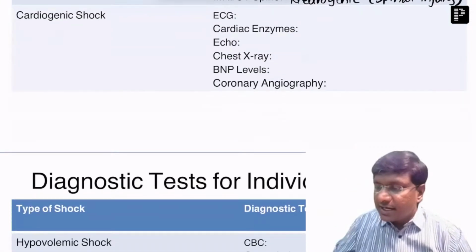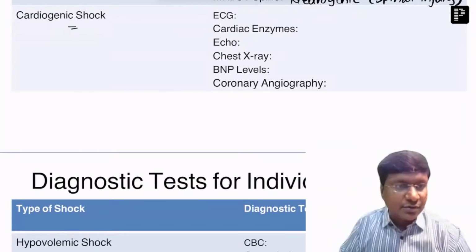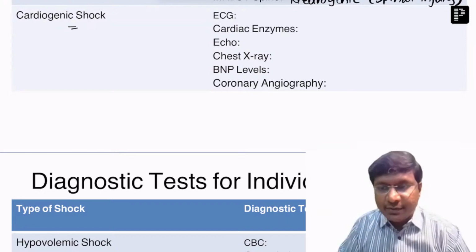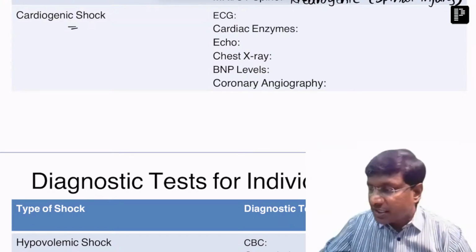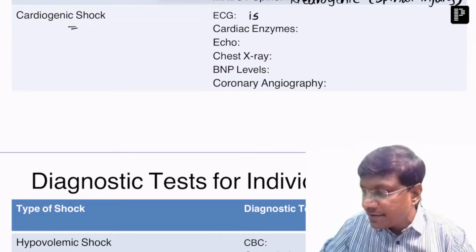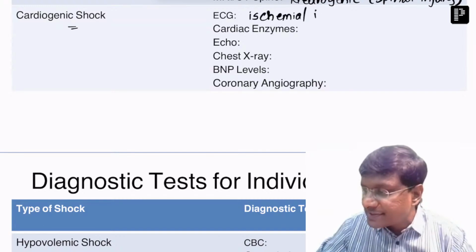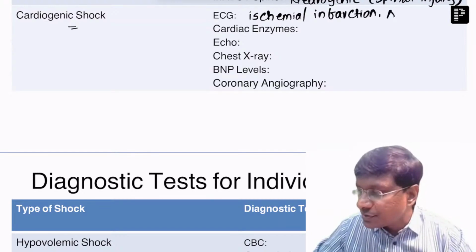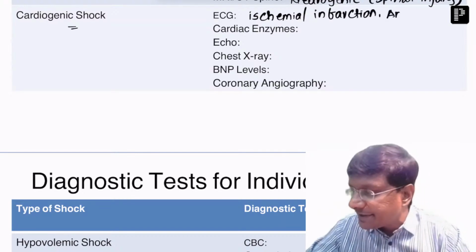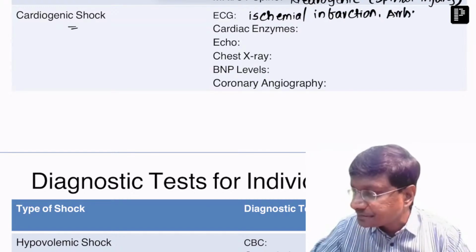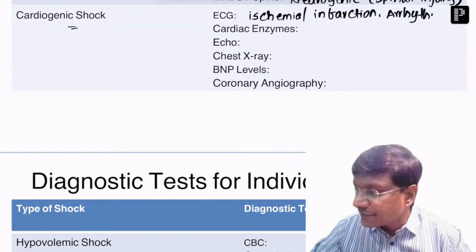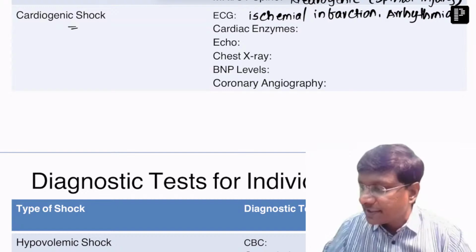Next. Now, in cardiogenic shock, what are the investigations, or what is the workup that you need to do? One very important test is ECG, mainly to rule out ischemia, or is it only ischemia, or is there development of infarction? We will be able to make out on the ECG. And next is to check if there is any development of arrhythmias, right?